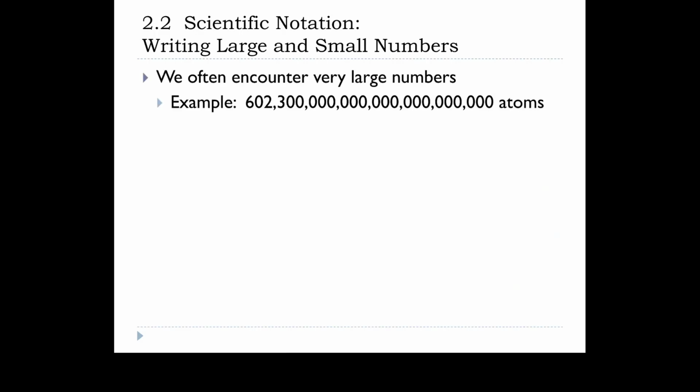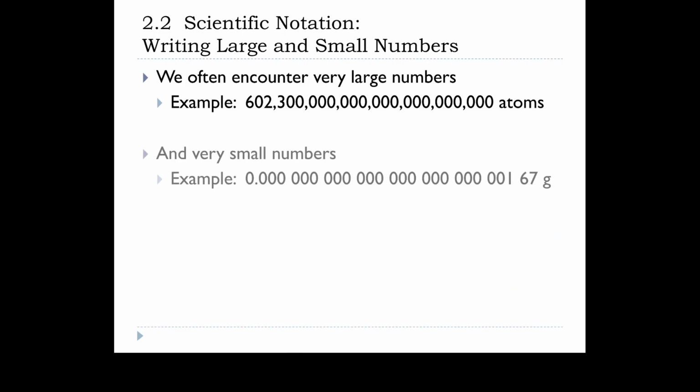So this is an example of if you had a handful of, say, charcoal or carbon, that's about how many atoms would be in that handful of charcoal. And no one wants to write that number down and keep track of that number anywhere, right? So we want to be able to simplify that and make a usable number. Same thing here. This is the mass of a proton. So no one wants to deal with that number. No one wants to do math with that number, write that number down. So we come up with a way to shorten these numbers, and it's called scientific notation.